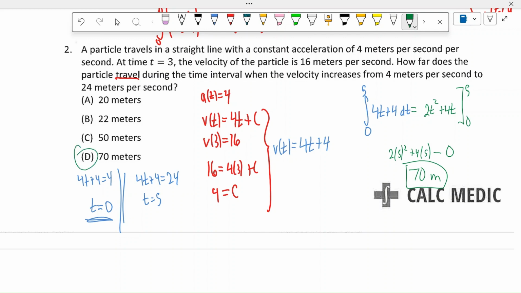So answer D. Now, I wasn't worried about doing the absolute value of the velocity for my distance traveled because the velocity is always positive. Acceleration was positive. The acceleration starts at 4, goes to 24. The velocity must be positive for all those. So I don't have to worry about taking an absolute value sign or looking to see when the velocity goes negative. So for this one, I'm not worried about that.